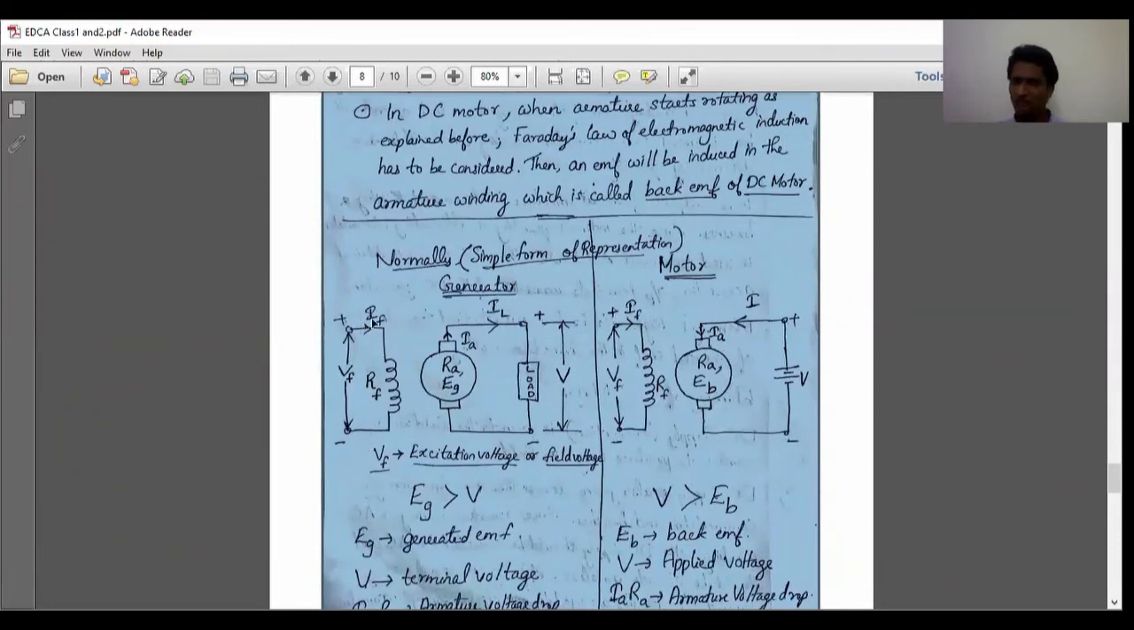This circuit shows the field winding. RF means resistance of the field winding, and IF is the current flowing through the field winding. VF is the excitation voltage or voltage given to my field winding, and this is DC. Whenever I give a VF voltage across RF or field winding, a current IF will be flowing through the RF. Whenever current is flowing through a coil, magnetic field will be produced around the coil. That is our main magnetic field, and this magnetic field is flowing in this direction.